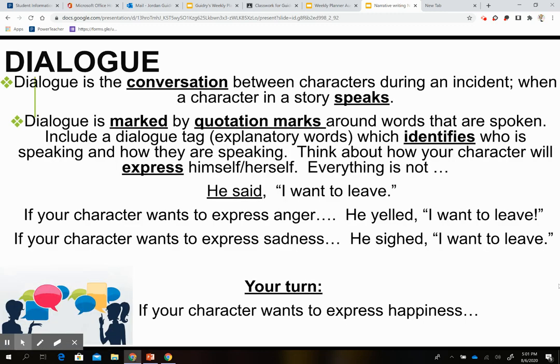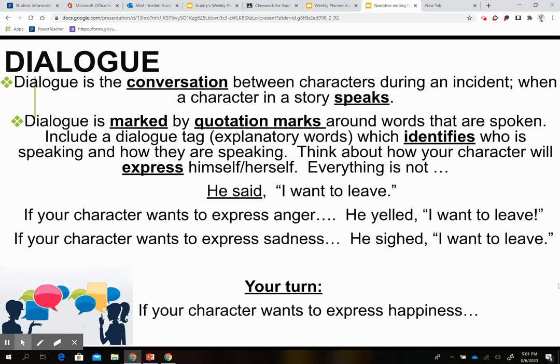Next, we have dialogue. Dialogue is the conversation between characters during an incident when a character in a story speaks. So, this is a conversation or going back and forth between two characters. Dialogue is marked by quotation marks around words that are spoken. Include a dialogue tag, like explanatory words, which identifies who is speaking and how they are speaking. Think about how your character will express himself or herself.